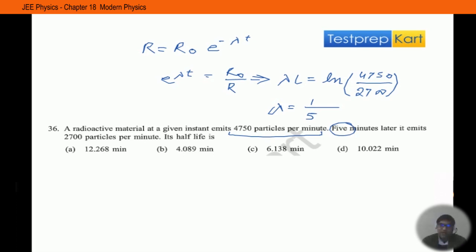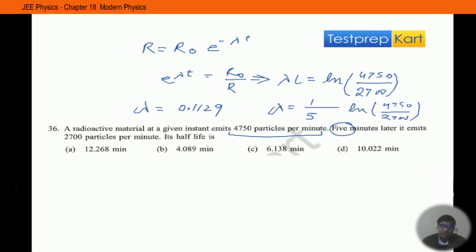So 1 over 5 into ln 4750 upon 2700. So if we calculate this, then we'll get lambda equals 0.1129.